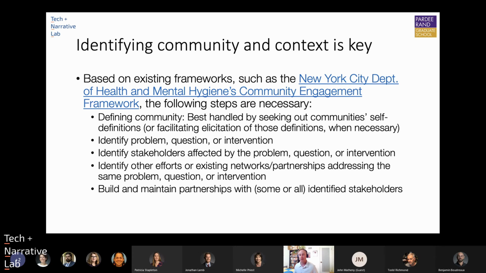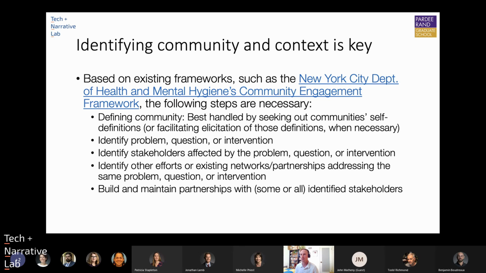Furthermore, we also have to identify other efforts and existing networks or partnerships that might be engaged in the same problem already. We might be approaching a problem, a tool set, an intervention, and we might not be the first to do it. It doesn't necessarily mean that our partnership doesn't have anything to add to that space or to addressing that problem or to deploying effective tools.